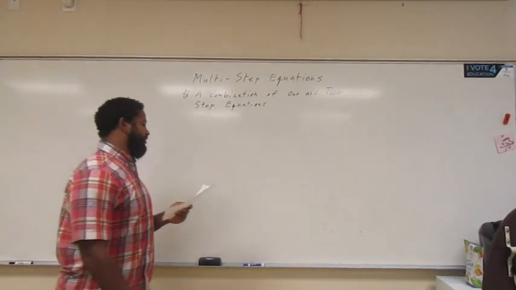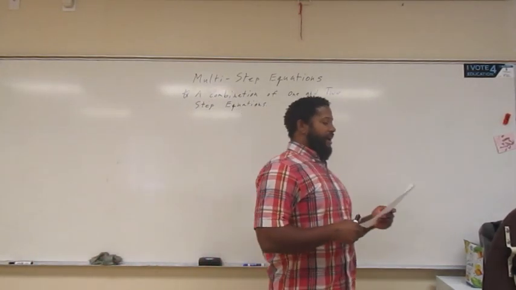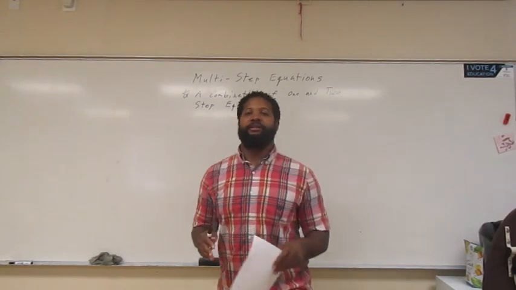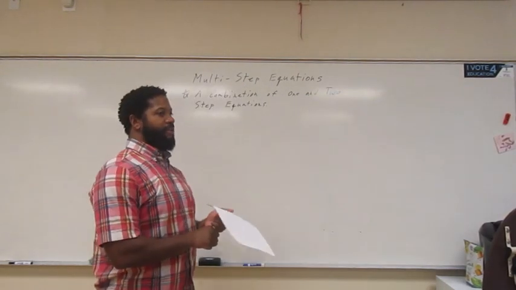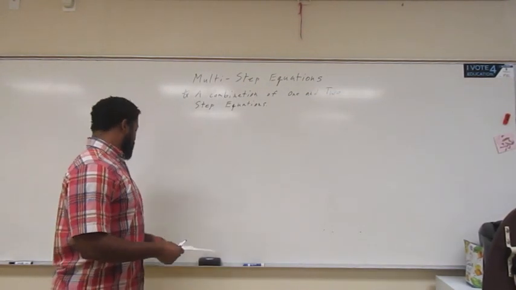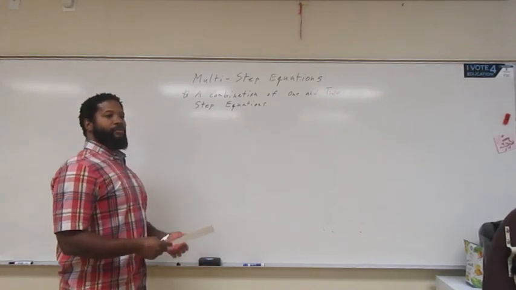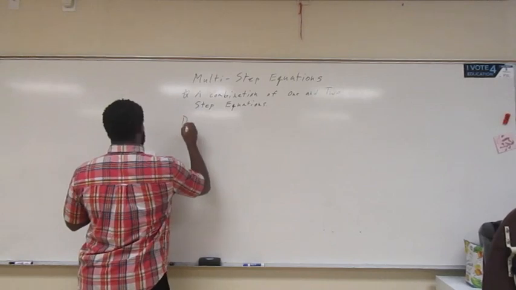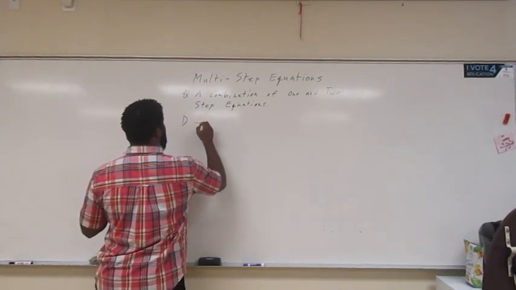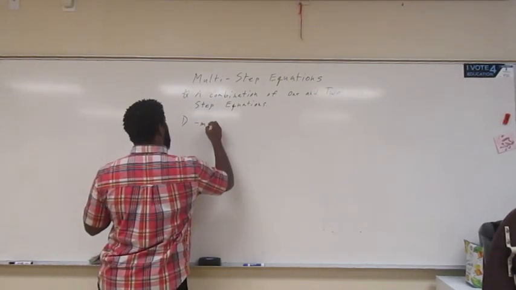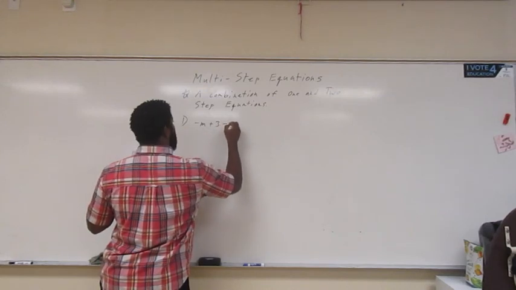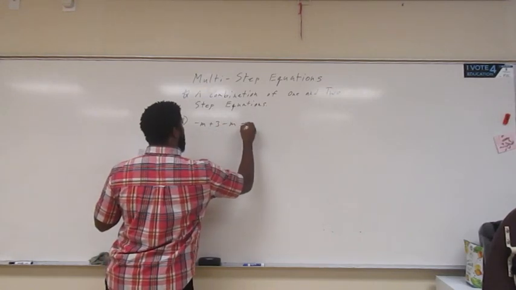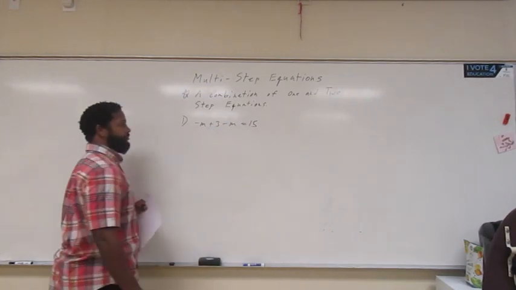Numbers 1 and 2, I just have a regular multi-step equation, okay? Simple, okay? What do I mean by this? Well, number one is negative m plus 3 minus m equal to 15, right?